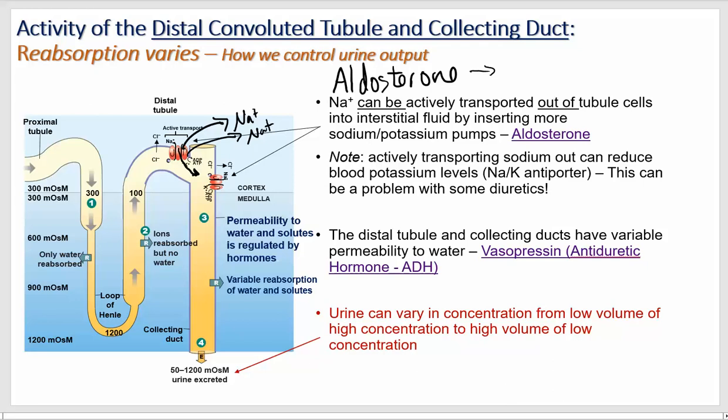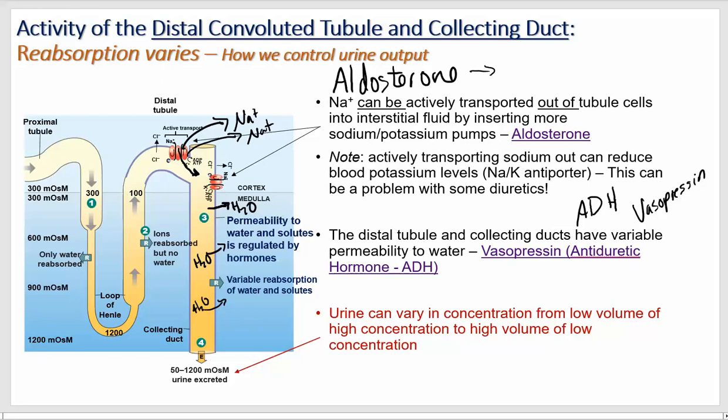So the distal tubule and collecting ducts have variable permeability to water. We also have to remember that ADH, antidiuretic hormone, also known as vasopressin, is an important hormone, and it puts in water pores and allows water to be reabsorbed. Do we remember that? That was also in the last section, but it's a kidney function, same thing as aldosterone, so we have to know it. And that's how adjustments are made.